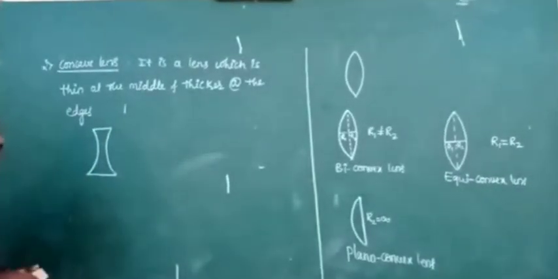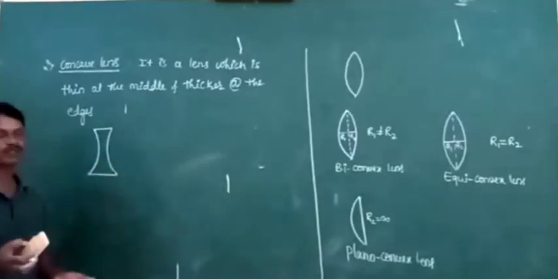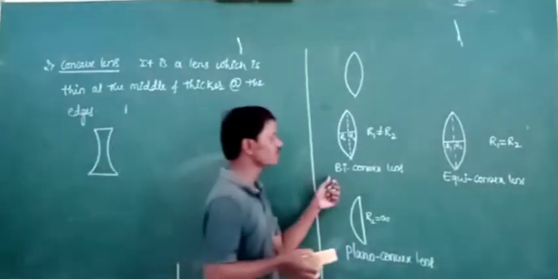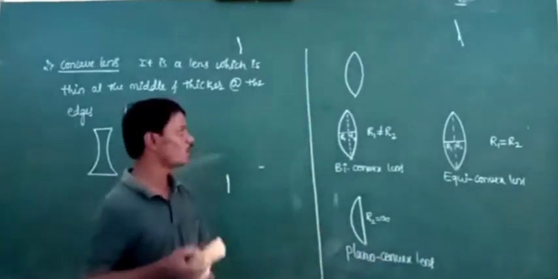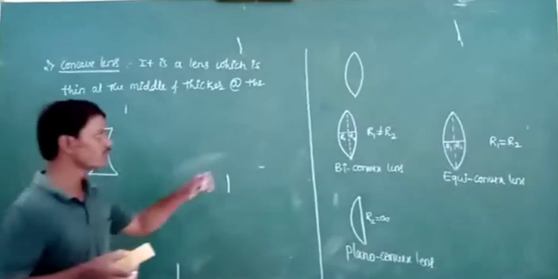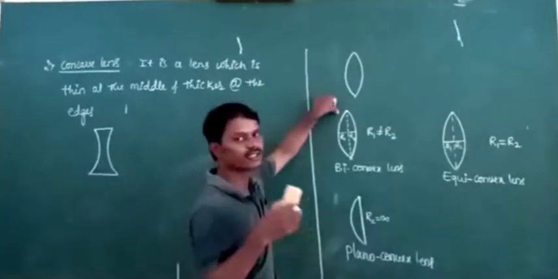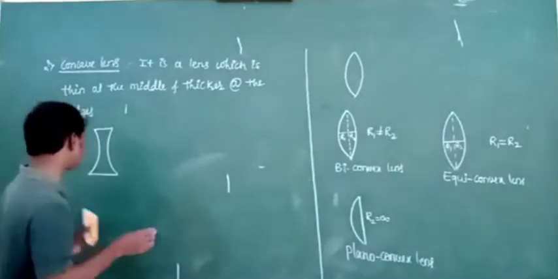Okay. Then again we are going to take some types of concave lens here. What are those? Biconcave lens, equiconcave lens, and planoconcave lens. What is biconcave lens here? It is a concave lens, the curved surfaces having different radii of curvature.